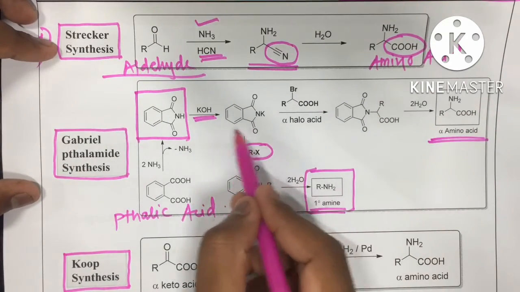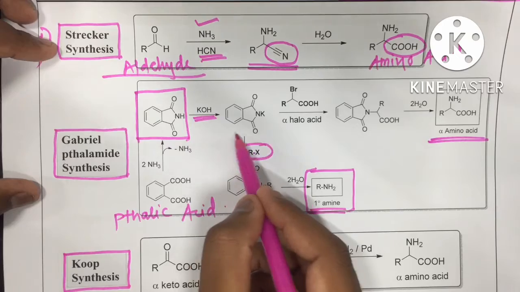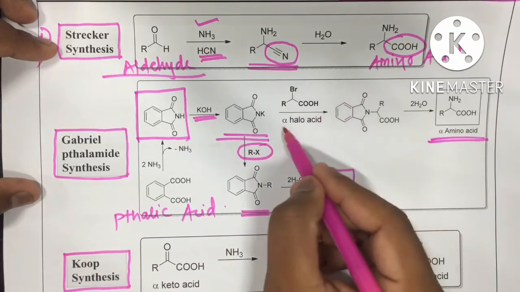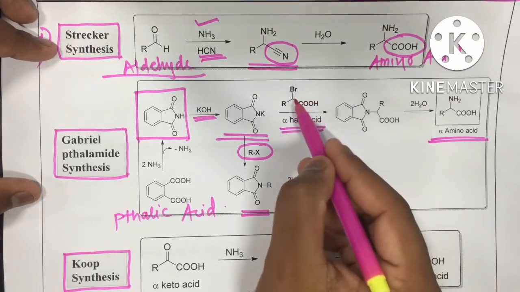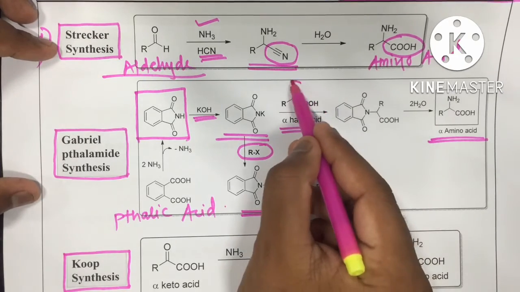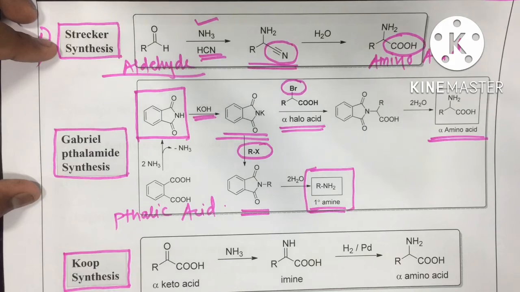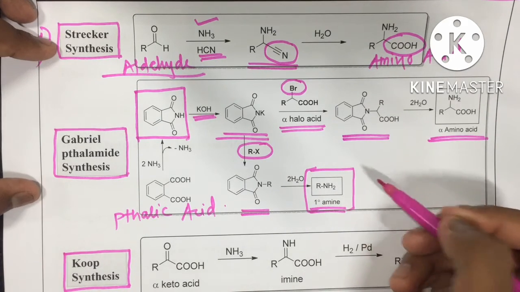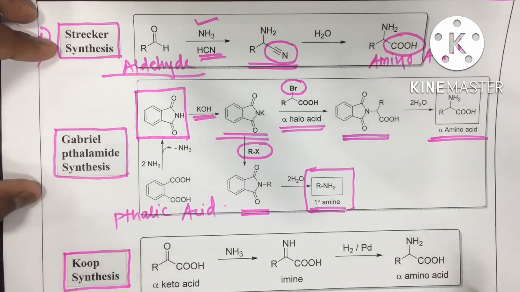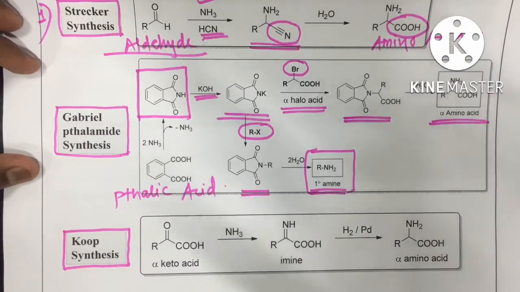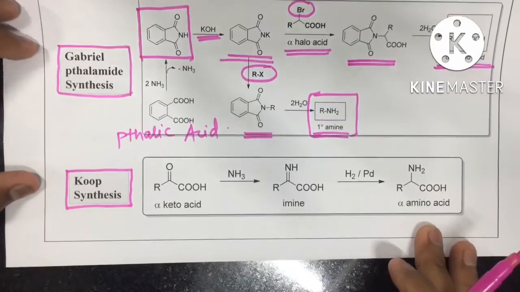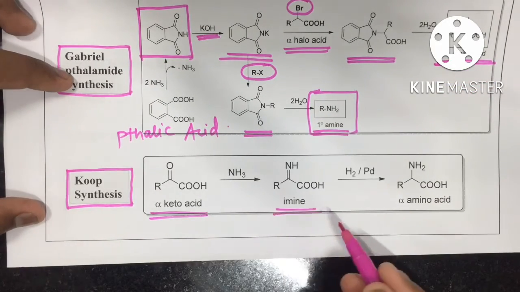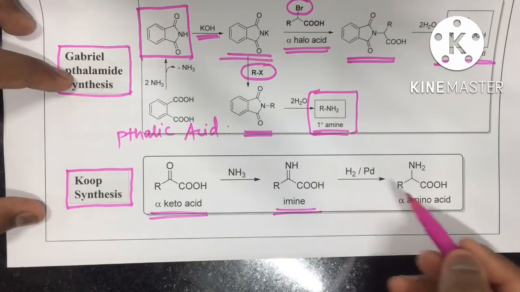After the treatment of base we get that intermediate. Then that intermediate is treated with the alpha halo acid, where at the alpha position there is a halo group, that is bromine. Then we get another intermediate, and by hydrolysis of that intermediate we get our alpha amino acid. Then Knoop synthesis starts with the alpha keto acid. By treatment with ammonia we get imine, and then finally by reduction with H2/Pd we get the alpha amino acids.